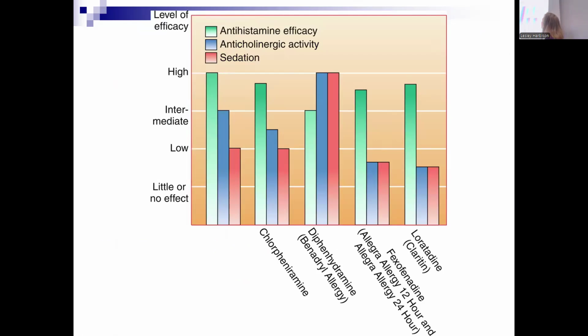Okay, this is just a chart that shows the same thing. It has some of these drugs, and the different bars are antihistamine efficacy, anticholinergic activity, and sedation. I'm not going to test you on anything here. It's just another visual way of looking at the drugs and some of their side effects, for Benadryl, Claritin, chlorotrimazine.